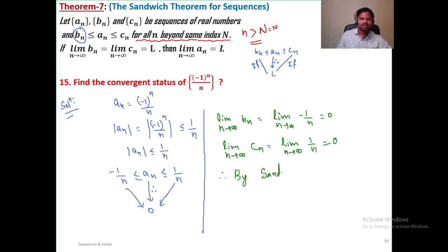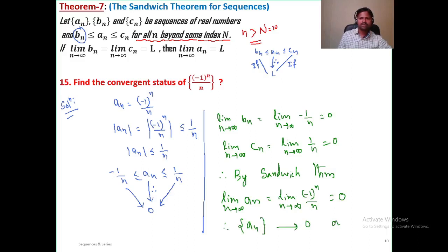by the sandwich theorem, limit n tends to infinity of the middle one, an, which is minus 1 whole power n by n, also converges to 0. So therefore the given sequence an converges to 0 as n tends to infinity. That's it. So you can attack it using the sandwich theorem also.